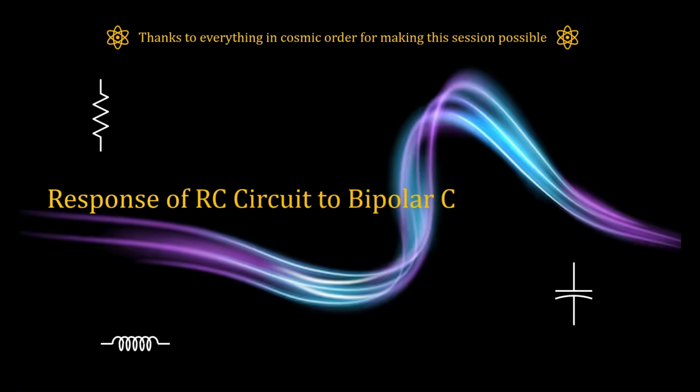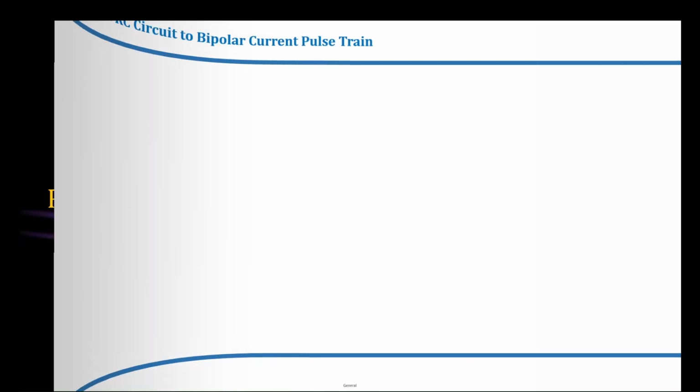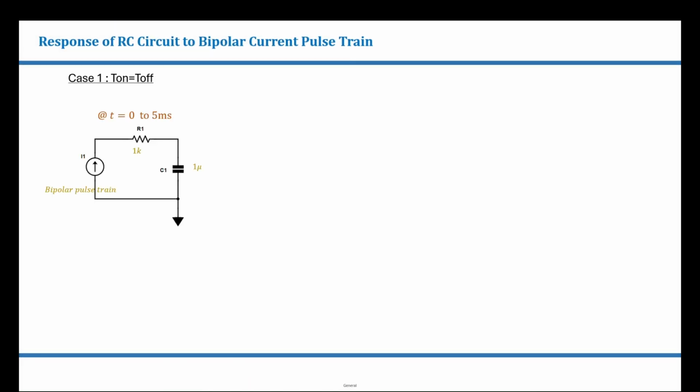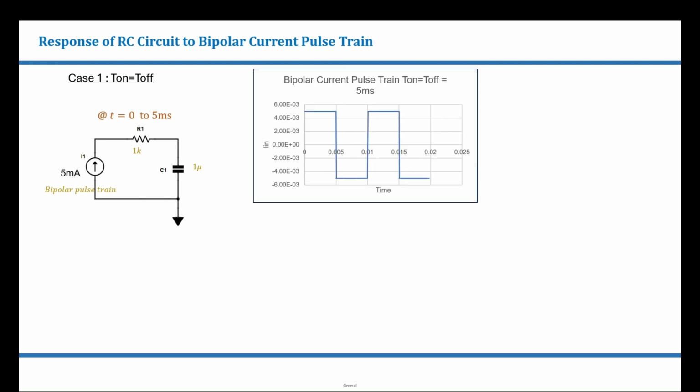Today we will analyze the response of an RC circuit when the input is a bipolar current pulse train. Consider an RC circuit. The resistor is 1 kilo ohm, the capacitor is 1 microfarad. The input current source is a square pulse with height 5 milliampere. On time is 5 milliseconds, off time is 5 milliseconds.